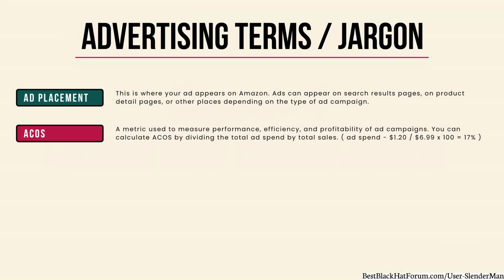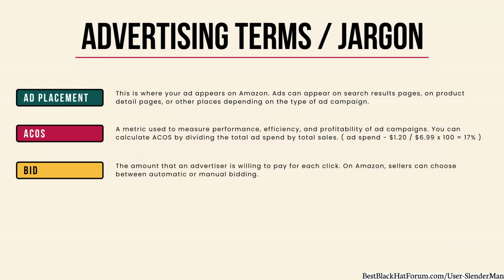Now, this is one of the most important metrics that we will use in advertising, but I will explain more about ACoS as we go through the course, and also how to calculate your break-even ACoS for each book. A bid is the amount that an advertiser is willing to pay for each click. On Amazon, sellers can choose between automatic or manual bidding.